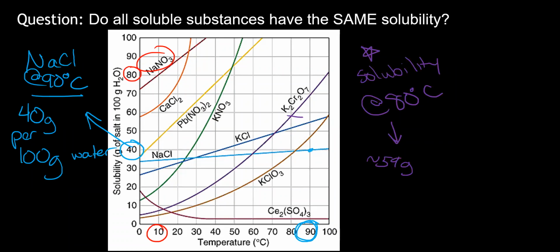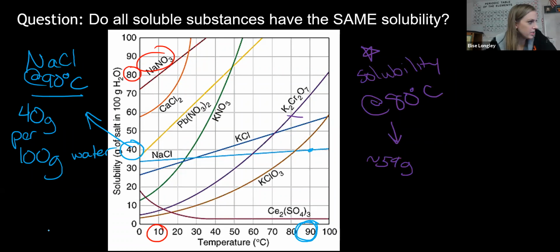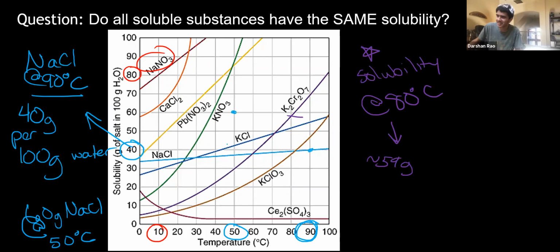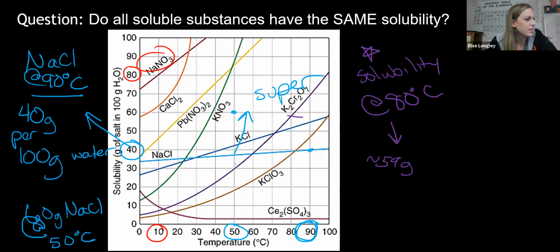So Darshan, I am gonna do 60 grams of NaCl at 50-degree water. So 50-degree water, 60 grams NaCl. Is that going to be saturated, unsaturated, or supersaturated if I'm successful? That's above the line, so it's supersaturated. Yes, everything above the line is super, anything below the line is un, and everything on the line is saturated. So that is the idea.